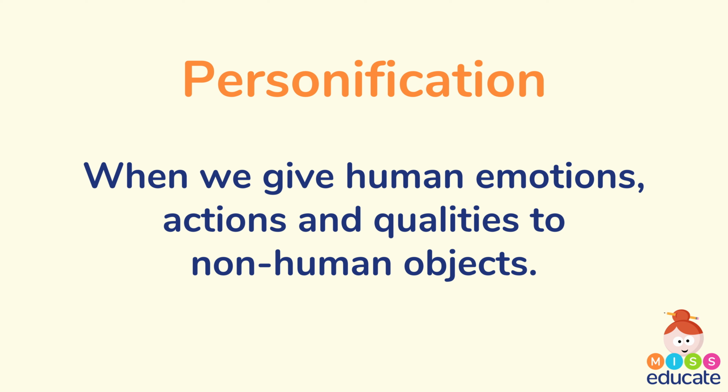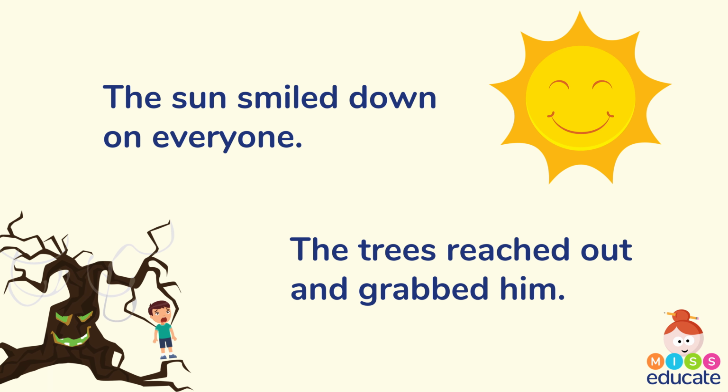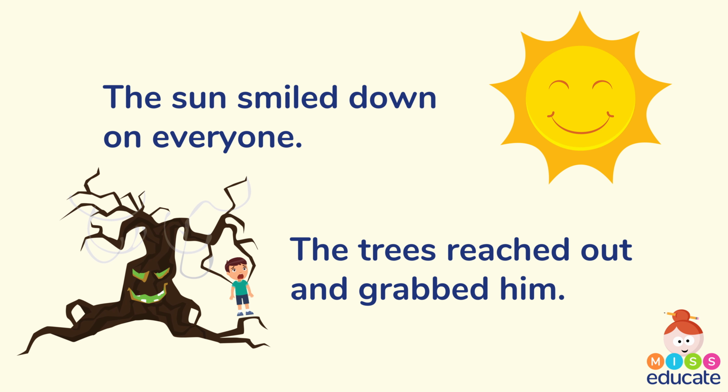First up, personification. This is where we give human emotions, actions, and qualities to non-human objects. Let's look at an example. The sun smiled down on everyone. The trees reached out and grabbed him. Now, obviously, a sun can't actually smile and trees don't actually reach out and grab us. But by giving the sun and trees these human-like qualities, it makes our writing more descriptive and makes the reader feel that they are really there.